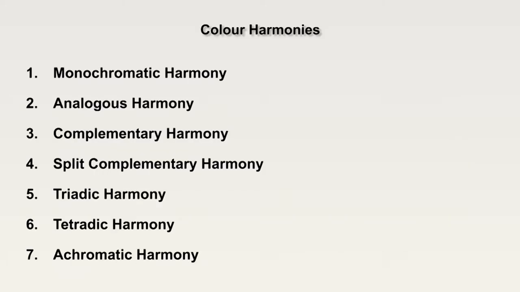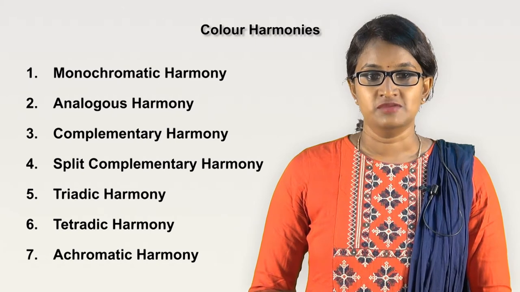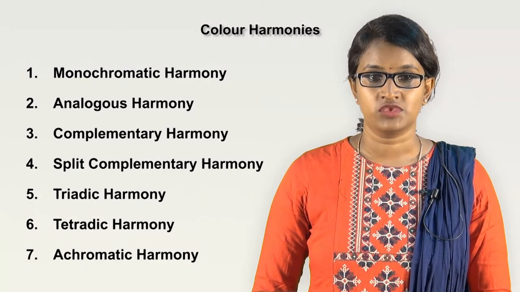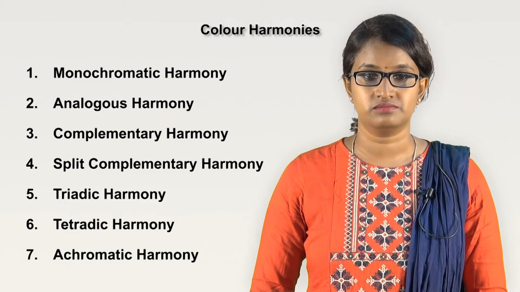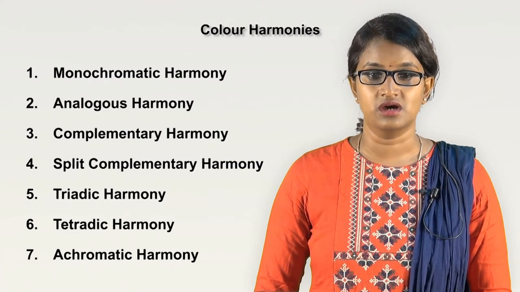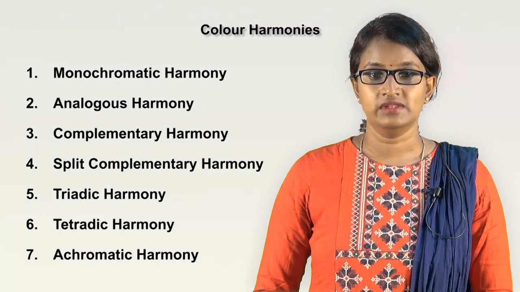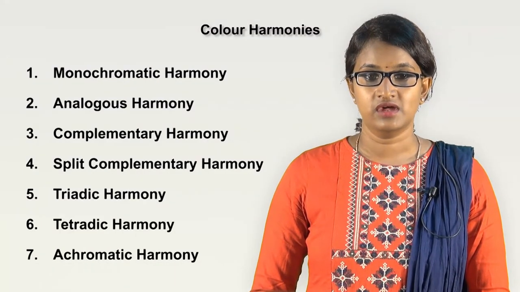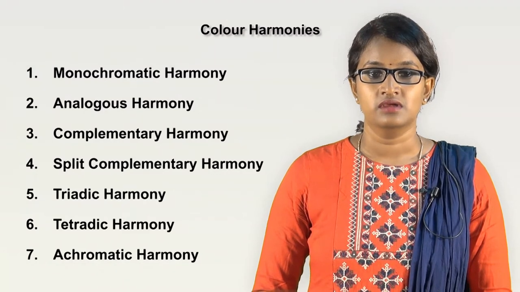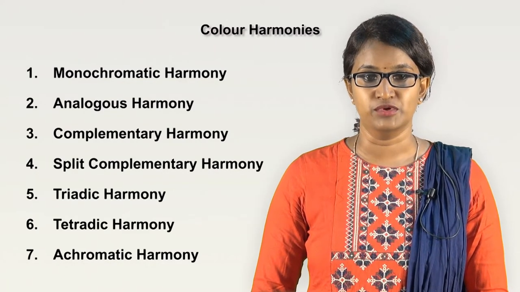Color harmonies. The types of color harmonies are monochromatic harmony, analogous color harmony, complementary harmony, split complementary, triadic colors, tetradic color harmony, and achromatic color harmony.